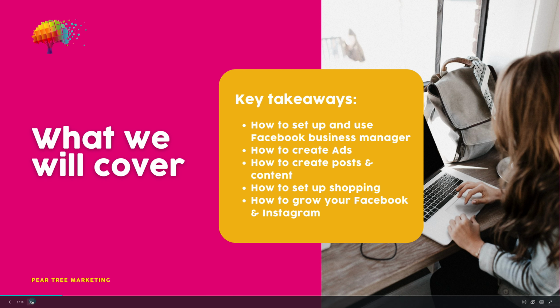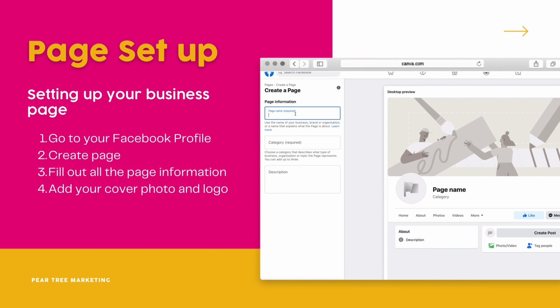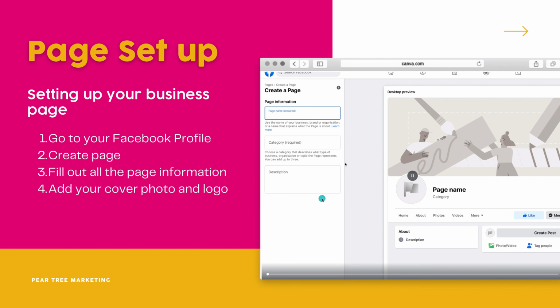So what we're going to start off with now is how to create your business page. So you want to log into Facebook as usual, and then go to pages and then create new page. You can see here, pages, create new page. And then you want to put in your page information. So the page name should be the name of your business, and then you want to have a category which will help customers to find you more easily. And then description should be the problem that you solve for your customers, and a brief description of what you do, maybe the areas that you serve, just a little bit about your business.